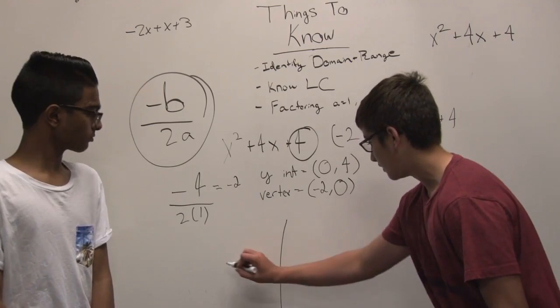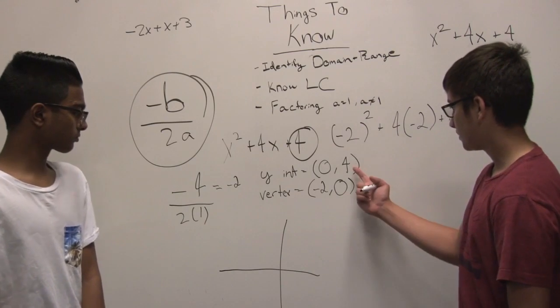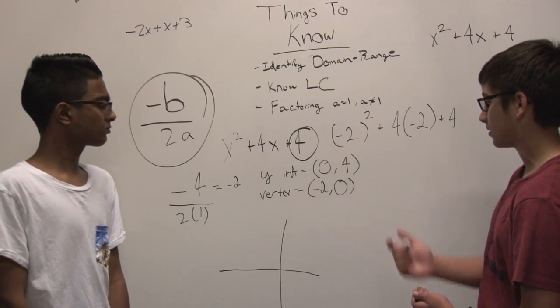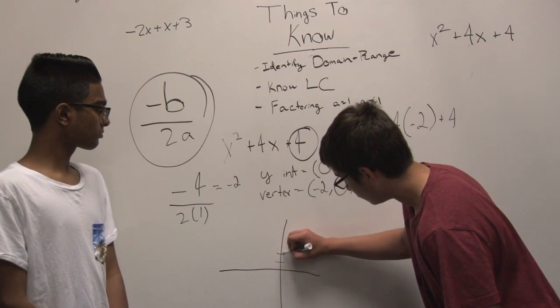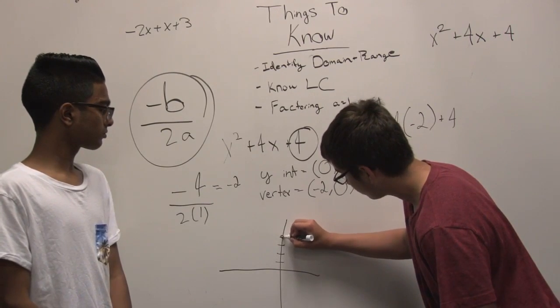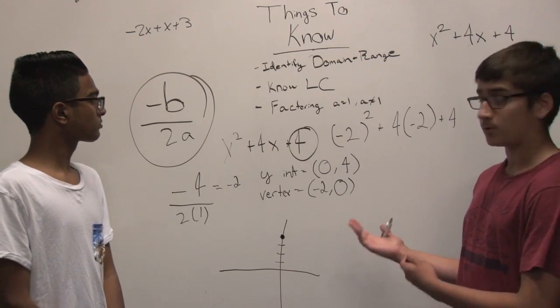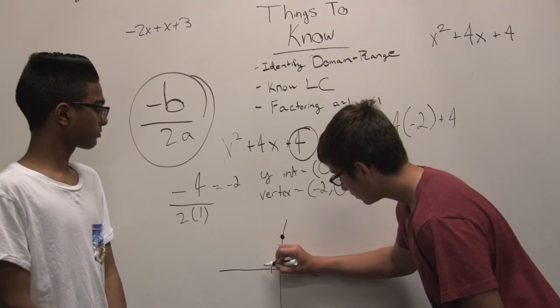Let's begin by graphing these 2 points that we already know. So we established that our y-intercept is at 0, 4, because of the constant. 1, 2, 3, 4. And we established our vertex was at negative 2, 0, which we can plot like so.